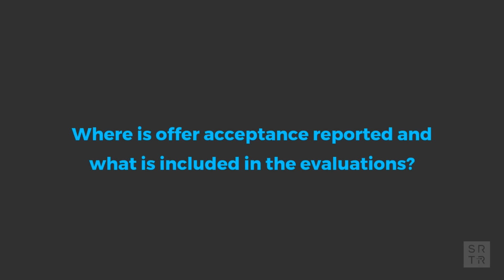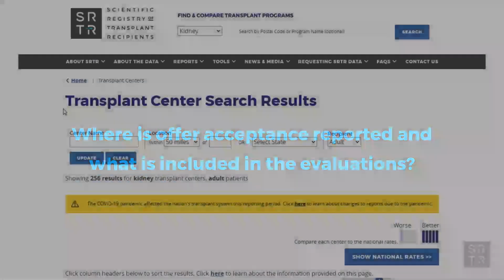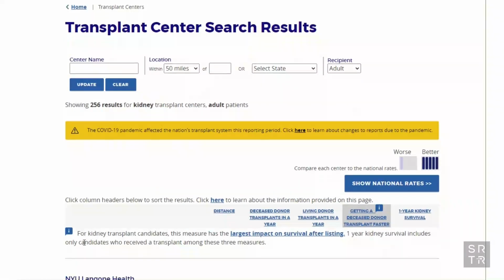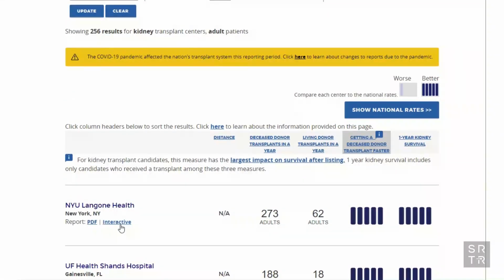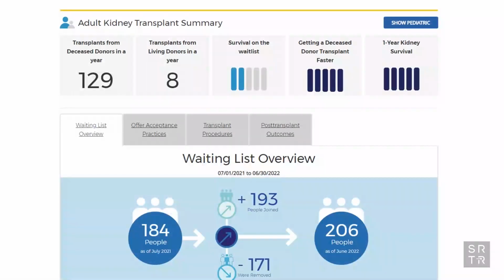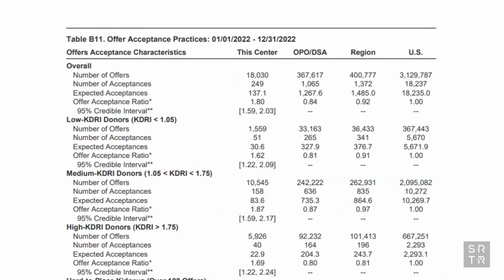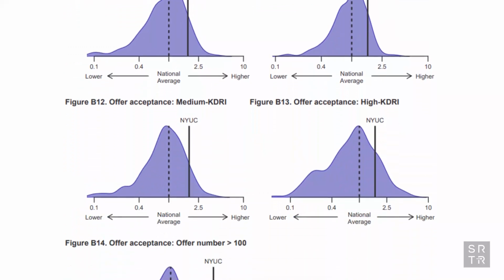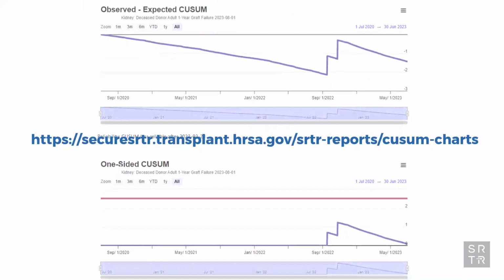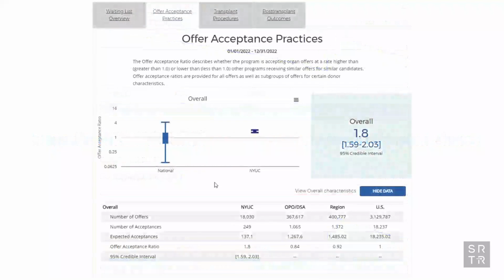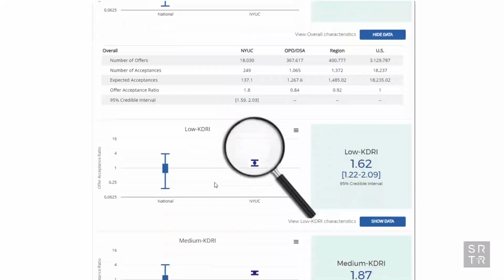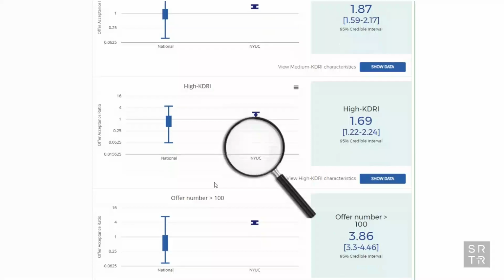There are several places to find SRTR's offer acceptance evaluations. The first place to locate offer acceptance evaluations is on the Interactive PSR page here. The second is on the PDF version of the Program Specific Report, or PSR, in Table B11 and Figures B10 through B14. And the third is on the QSUM page of the secure site. For all three resources, it's helpful to know what offers are counted. Here's how SRTR breaks it down.